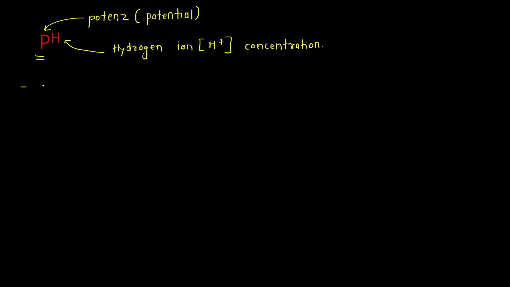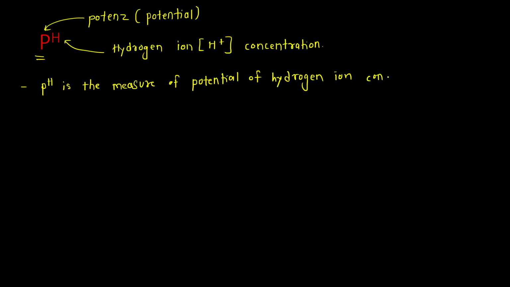So write down: pH is the measure of potential of hydrogen ion concentration.